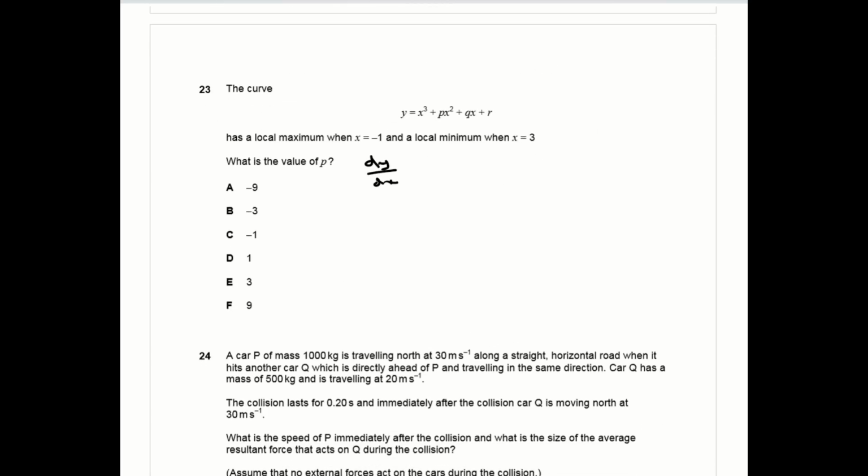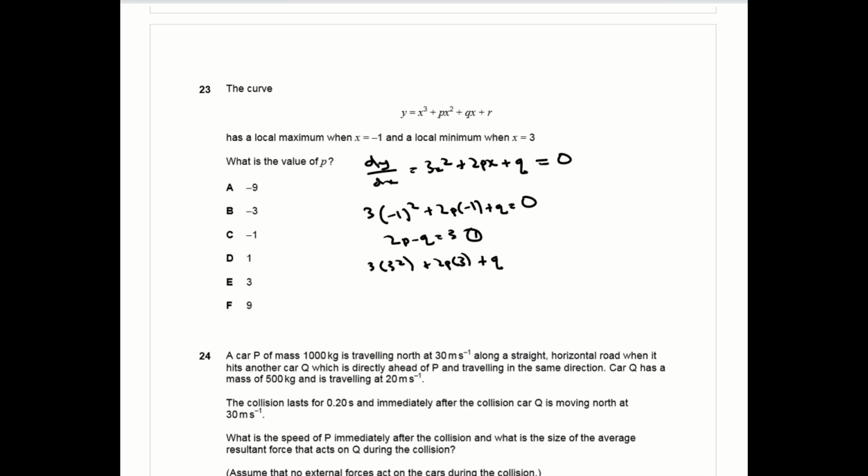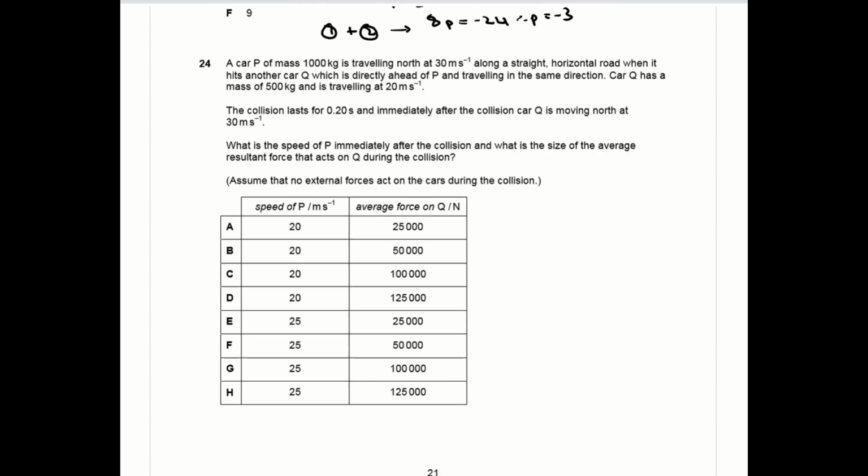For question 23, you'd first work out the derivative dy/dx, which is 3x squared plus 2px plus q. And because when x is equal to -1 and x is equal to 3, you have a local maximum and a local minimum, these are both stationary points, so dy/dx is equal to 0. You can then plug in the values for x is equal to -1 and x is equal to 3 to get two equations in terms of p and q. And you can finally solve these two equations simultaneously to give you the value for p.